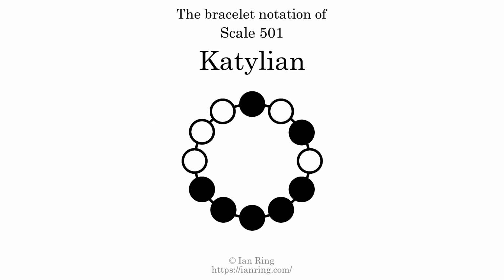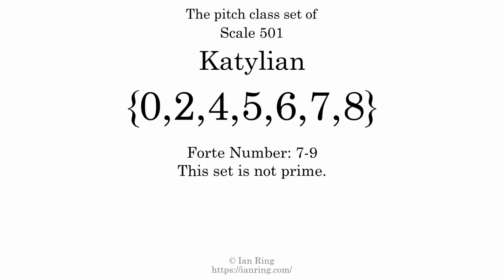This is a bracelet notation diagram of scale 501. The shaded circles represent tones that appear in the scale, and they are read clockwise, starting at the top. The pitch class set for this scale is 0, 2, 4, 5, 6, 7, 8. The fault class is 7, 9. This set is not prime.